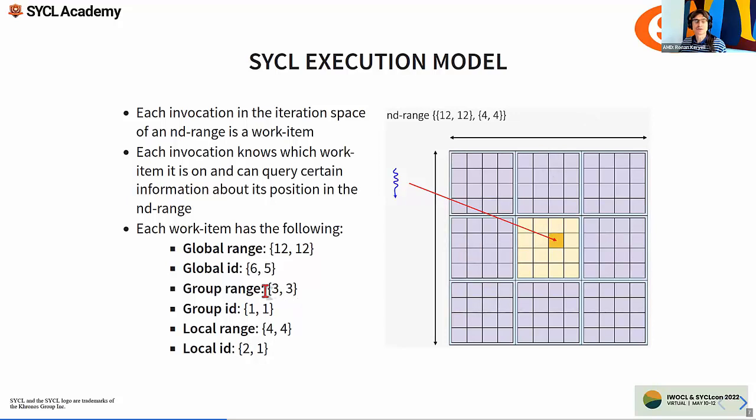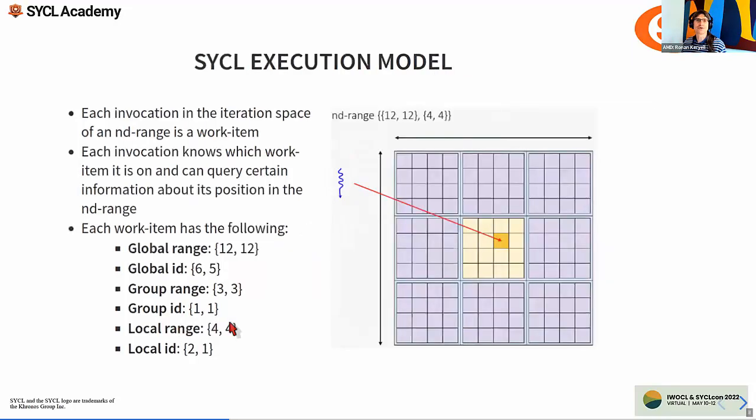We have a group range, which is the number of groups inside your ND range. Here it's 3 by 3, and you can also number your group. So here we have a group ID, the group coordinate. It's 1, 1, and the local range, as we've already seen, is 4 by 4. And inside the work group, the local ID is 2, 1. So with that, you can organize your work.